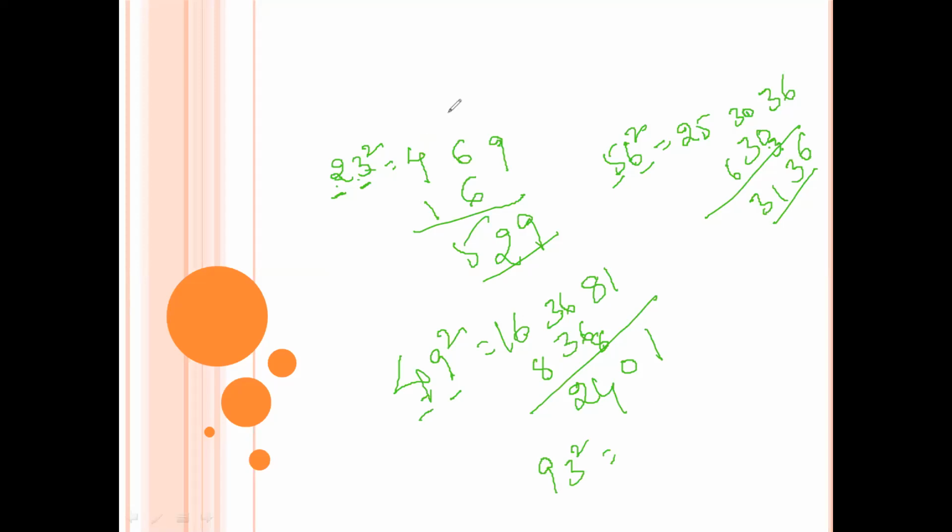That's 93 square. So 9 square is 81. 3 square is 9, which means you write 09. 9 into 3 is 27. You write this 27 one more time. 9, 27, 27, 54. 4 here, 5 carry. 81 plus 5 is 86. So any doubt in this one? Anyone have any doubt? Ask through chat box.